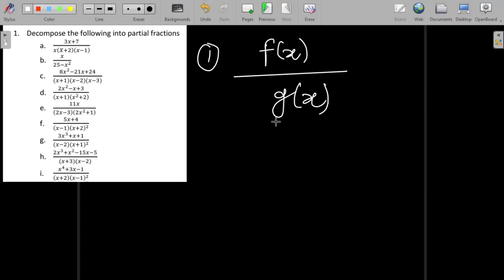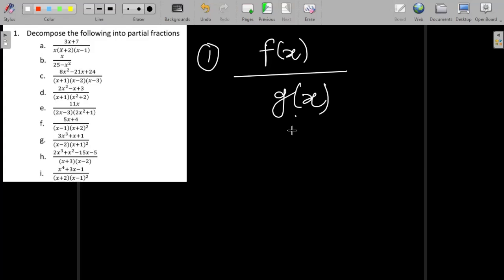If the numerator has a power that is equal to or greater than the power of the denominator, then before we can decompose that fraction, we first have to use long division. We divide the denominator into the numerator, and the result that we get after we divide is the one that we're going to decompose into partial fractions. So that is always the first step.